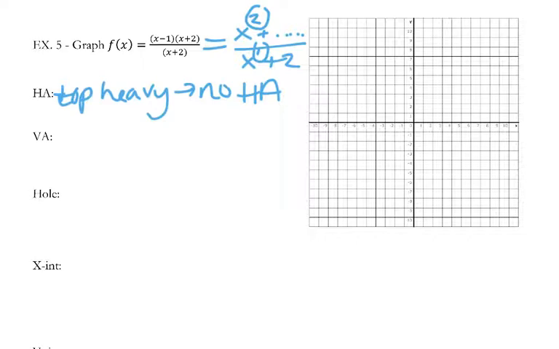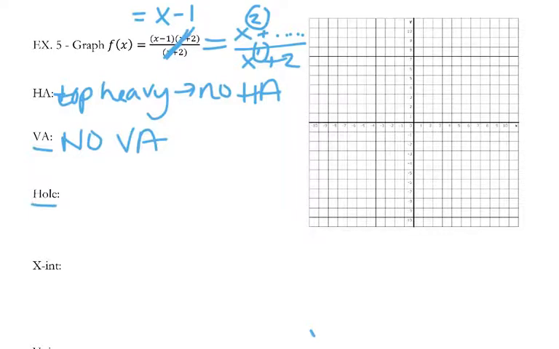Alright, we can move on to vertical asymptotes. When we're thinking about vertical asymptotes, we have to make sure we've simplified our function first. So going back to it, we have x plus 2 divided by x plus 2. That cancels out. The simplified function is just x minus 1. That's it, x minus 1. So there's no vertical asymptote. The denominator disappears when we cancel x plus 2, so there's no vertical asymptote.